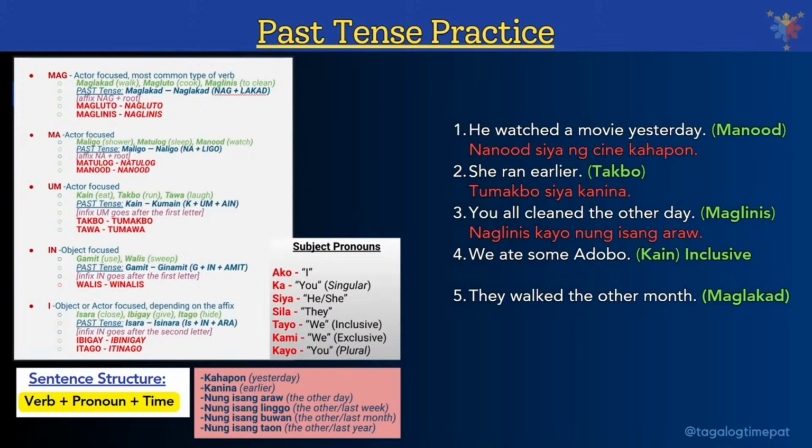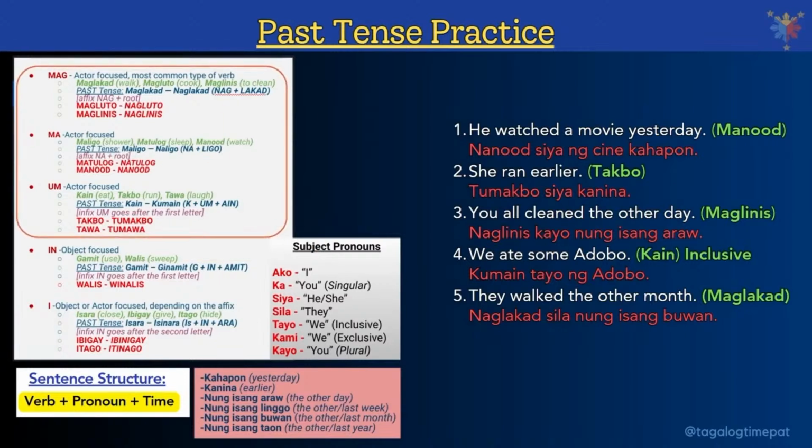Number 4, we ate some adobo. Kain is to eat. And I wanted you to use the inclusive we, so everyone is eating. Or everyone ate, sorry. Kumain tayo ng adobo. We all ate some adobo. Kumain tayo ng adobo. And then number 5, they walked the other month. Maglakad means to walk. That would be naglakad sila nung isang buwan. They walked the other month. Naglakad sila nung isang buwan.